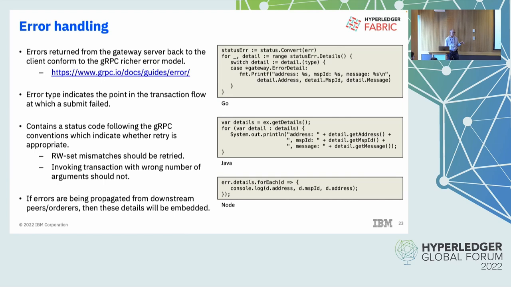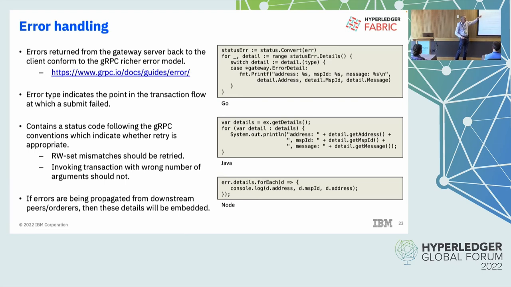A gRPC error has a status code, and Google define a well-defined set of status codes, and each one has a different meaning, in as far as, should you try and retry? Is it a transient error, or is it more of an application coding error and things like that? So we've tried to keep all of our errors within the framework that it sets out there. For example, if the read-write set mismatches, then that should be retried because it's a transient issue. But if you've invoked a transaction with the wrong number of arguments, then you've got to alter your application. There's no point in retrying. It's never going to work.